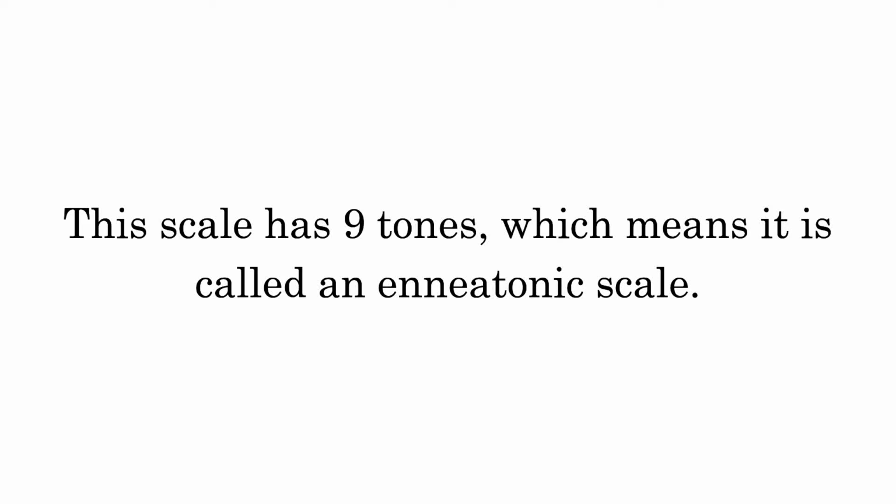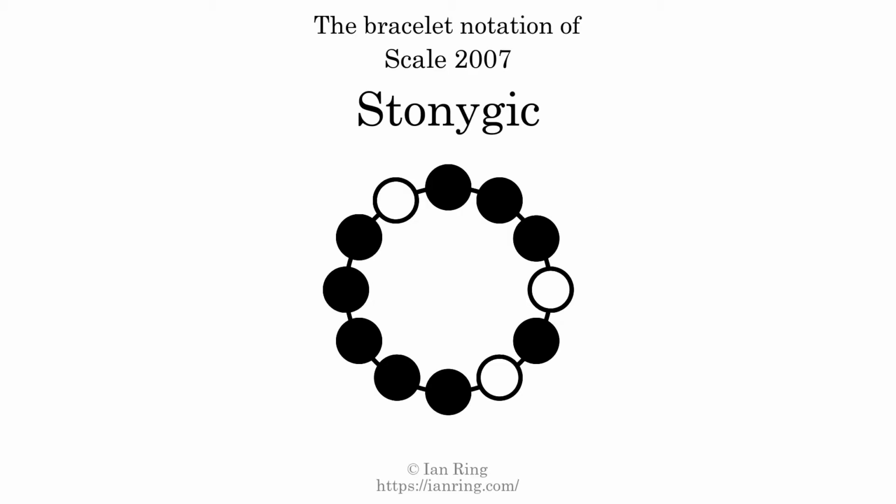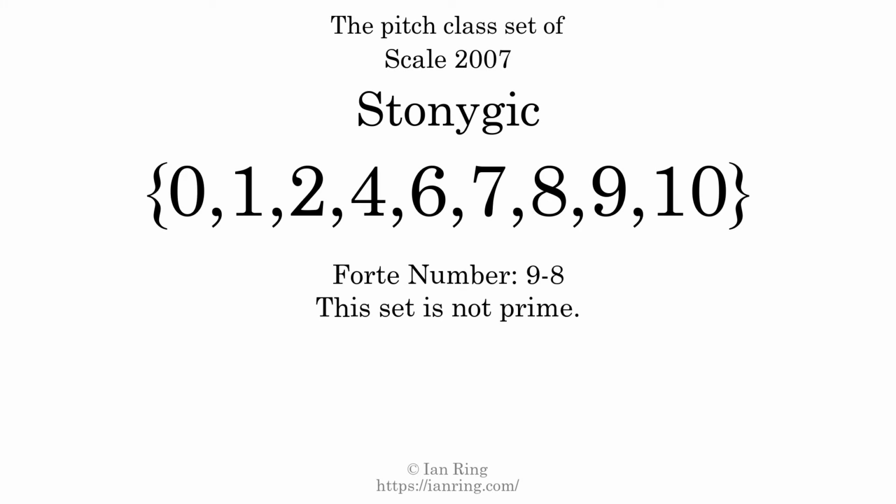This scale has 9 tones, which means it is called an enneatonic scale. This is a bracelet notation diagram of Scale 2007. The shaded circles represent tones that appear in the scale, and they are read clockwise, starting at the top. The pitch class set for this scale is 0, 1, 2, 4, 6, 7, 8, 9, 10.